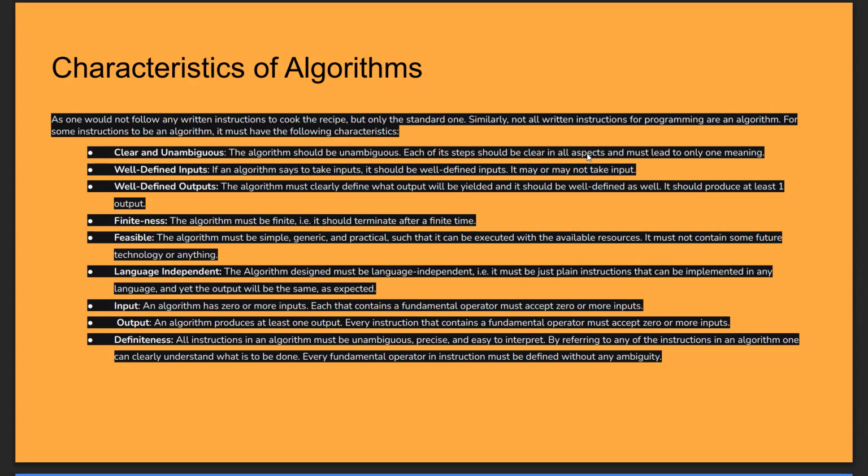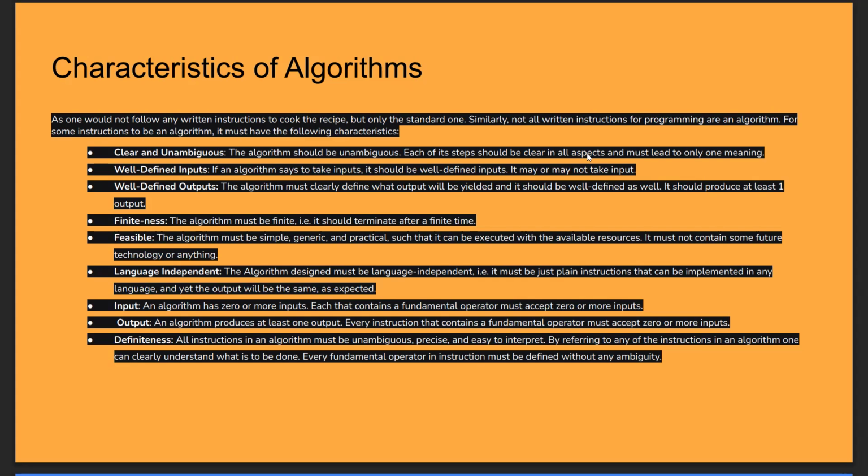Whatever the algorithm is, it should be simple, generic, and practical so that it can be executed with the available resources. By having it simple, generic, and practical, we are able to execute it with the available resources. Whatever resources are available, we can execute with those. And it should not contain any future technology or anything.